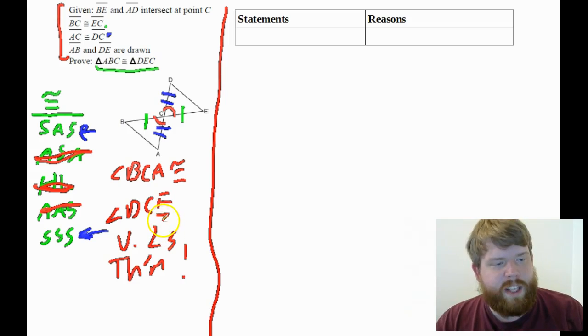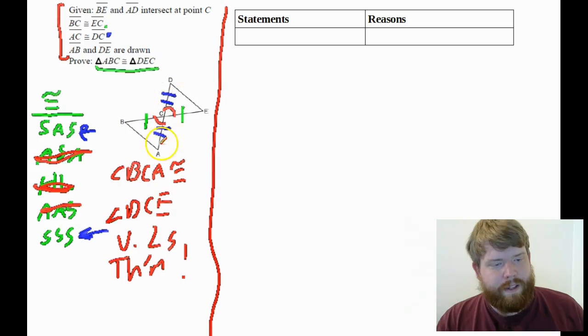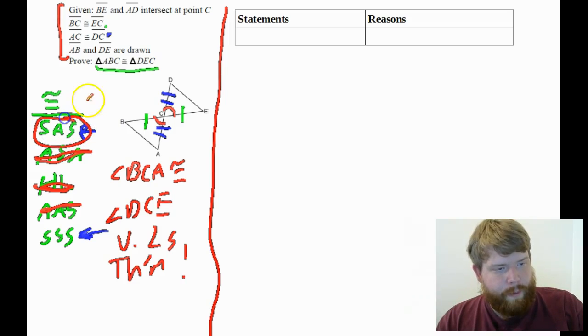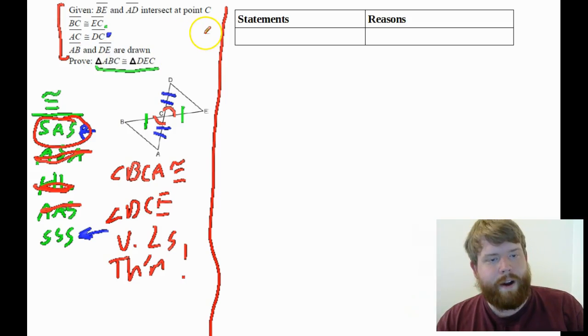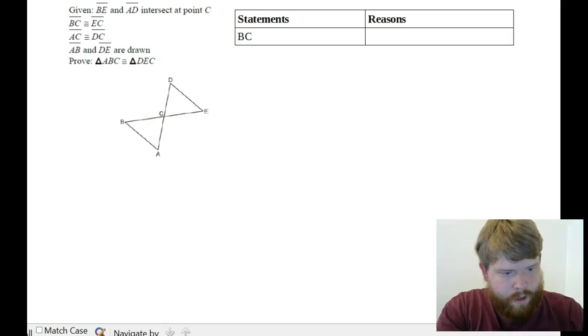So now I'm starting to see my proof take shape. I'm going to show that these two sides are equal and these two sides are equal, and that's given information. And then I'm going to show that this pair of angles is equal. So by the SAS triangle congruence theorem, that means that the triangles as a whole are congruent. Once I have that, I'll be done. All right, so let's go over now to the right side of my screen.